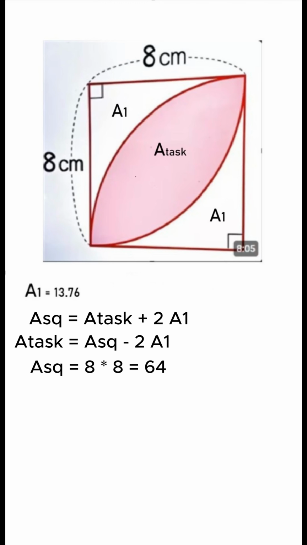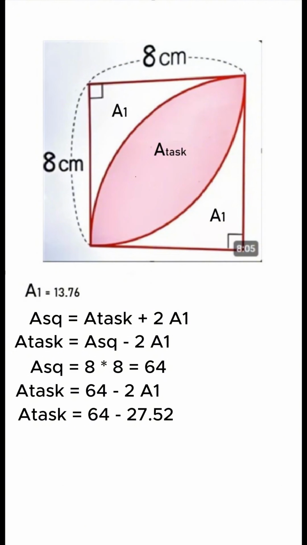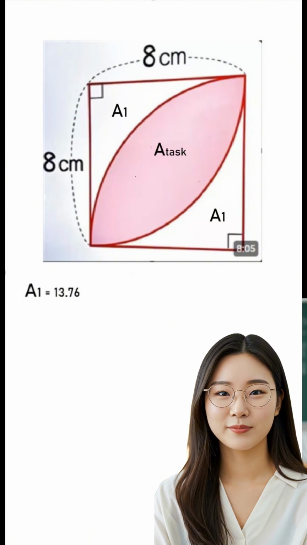The area of the square is equal to 8 multiplied by 8 equals 64. The area of the A task is equal to 64 minus 2 area A1. The area of the A task is equal to 64 minus 27.52. Area of the A task is equal to 36.48. The way we solved it couldn't be simpler.